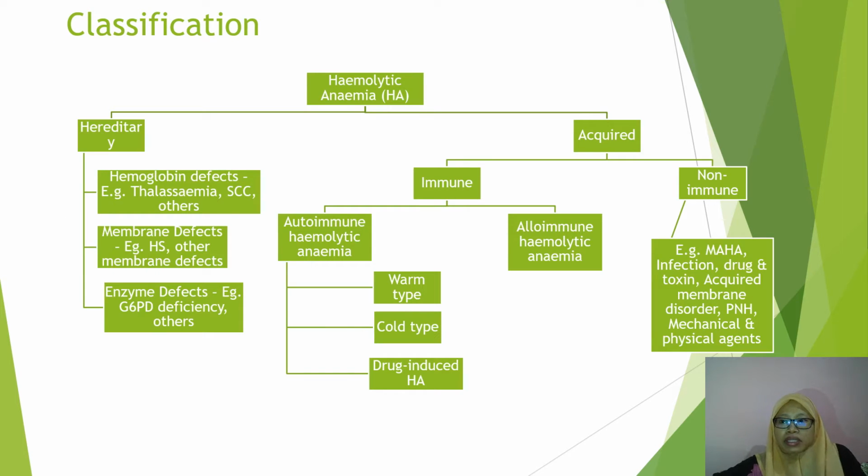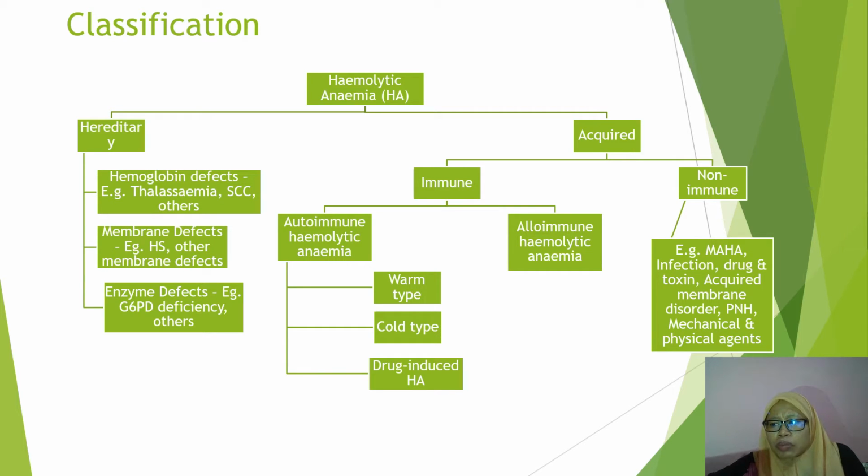Okay, this is the simplified version of the classification of hemolytic anemia. Hemolytic anemia can be divided into two: the hereditary, which has to do with genetic inheritance, and the other one is acquired. It is a condition in which the person encounters hemolytic anemia later in life. Under the category of hereditary hemolytic anemia, there are three types. They are hemoglobin defects, membrane defects, and also enzyme defects.